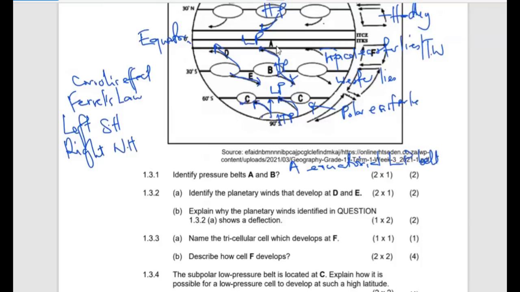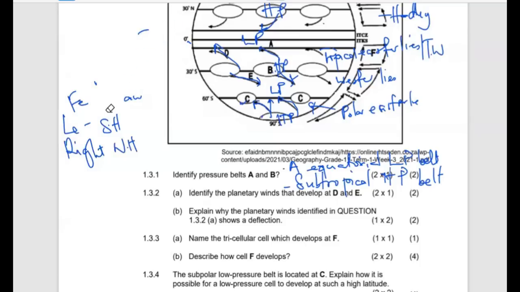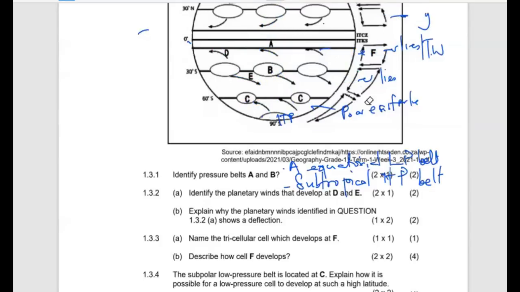You're not just supposed to say a low pressure or indicating the pressure. Indicate the correct name according to location and the nature of the pressure. And then B, our B is here. This is the subtropical high pressure belt. So those are our two pressure belts, the subtropical high pressure belt, and the equatorial low pressure belt for A. Right. Then we'll move on to the next question.